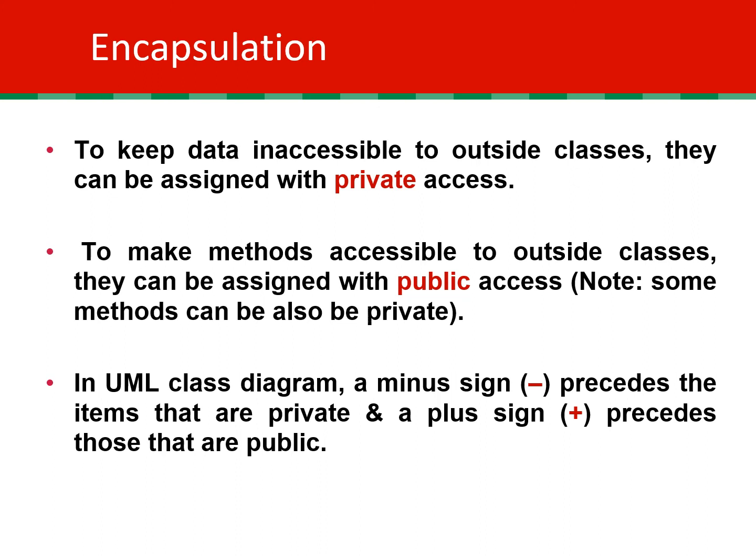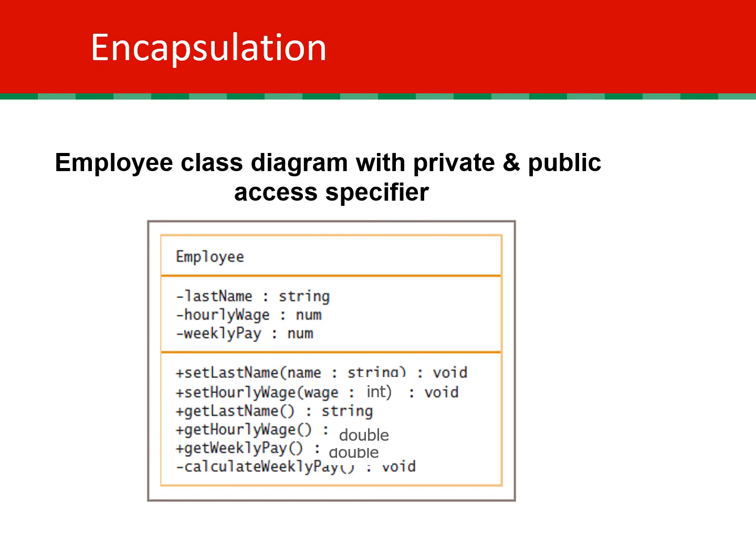In a class diagram, if you see a minus sign, it refers to private. If you see a plus sign, that refers to public. So if you draw a class diagram like this, you can not only specify the name, you can also specify the access. This one is private, and the plus sign is public, so it can be accessed by other classes. But here, the calculate week pay method is set to private, so it can only be accessed in this class only, the employee class.